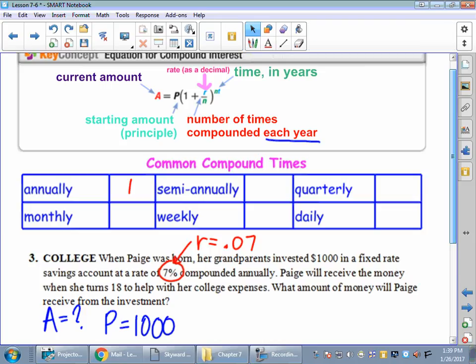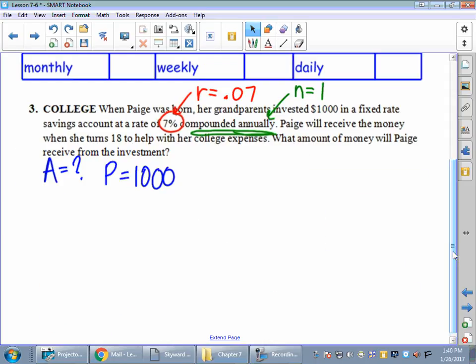We need to know the N, the number of times compounded each year. Here is your clue word. Annually, what does that mean? So N equals how many times a year? 1. And we need to know the time in years. It's telling us in this problem. They put the money in when she was born. When does she get the money out? When she's 18. So what will our time be? 18 years.